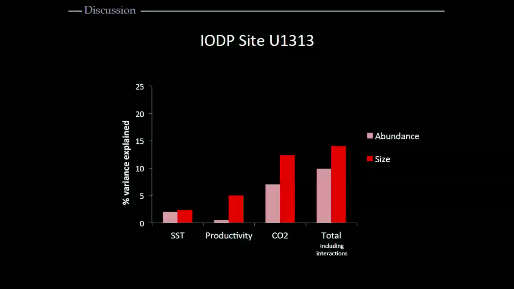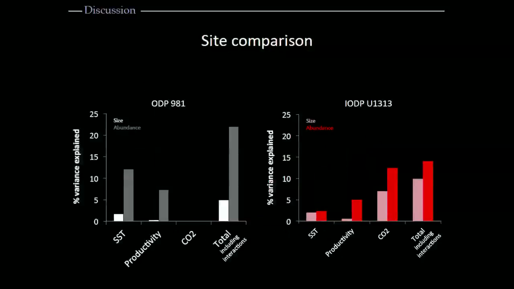Now when we look at the variance explained, we see quite different patterns. So abundance and size seem both to be responding. Actually, size seems to be responding a bit more strongly. And then when we compare that between sites, there's a higher response in abundance at the high latitude site and a higher response in size at the mid latitude site.